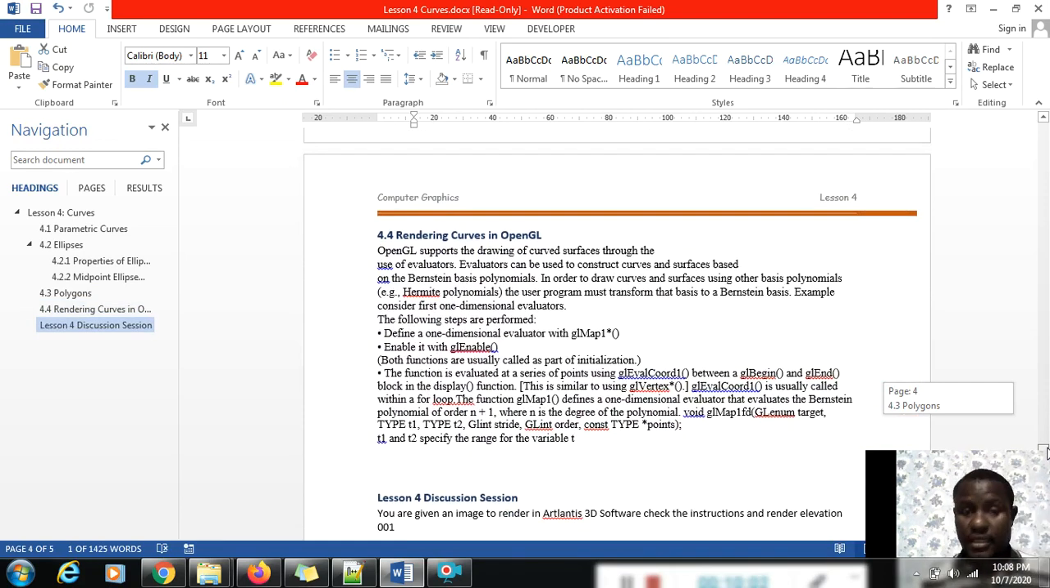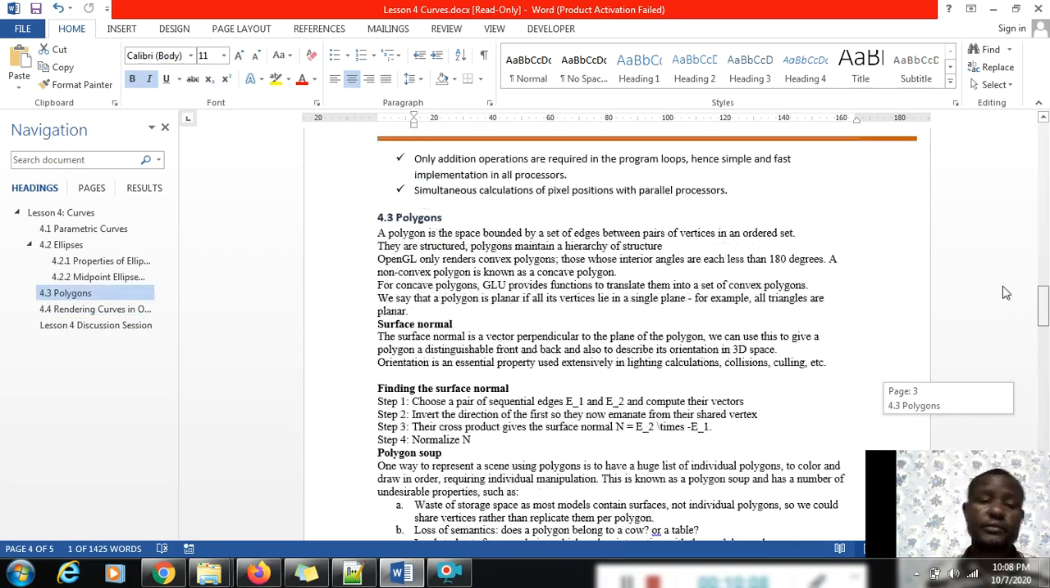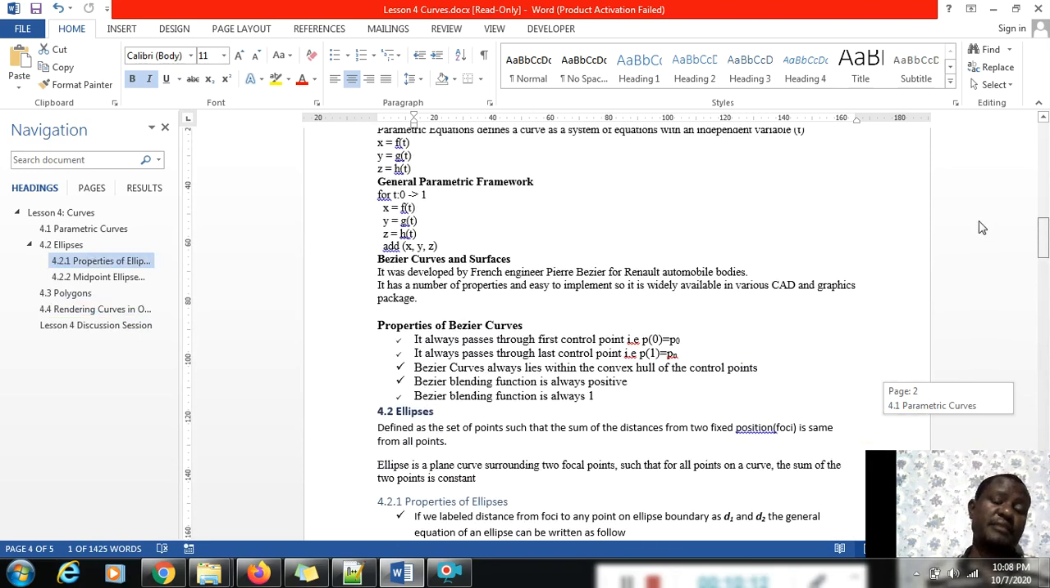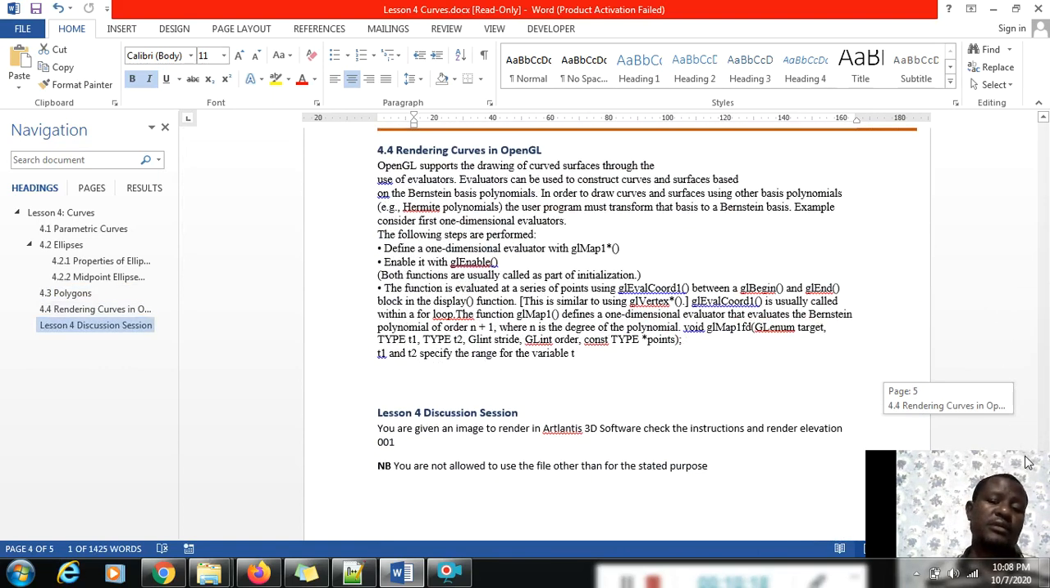And if you want to render curved surfaces in OpenGL, be they plain curves like Bezier curves, or ellipses, or polygons, then we will come across functions such as glMap, glEnable, evaluate coordinate, glBegin and glEnd. The display function is used to show the polygon, glVertex, and of course you can see that glMap takes a number of coordinates that define the polygon.